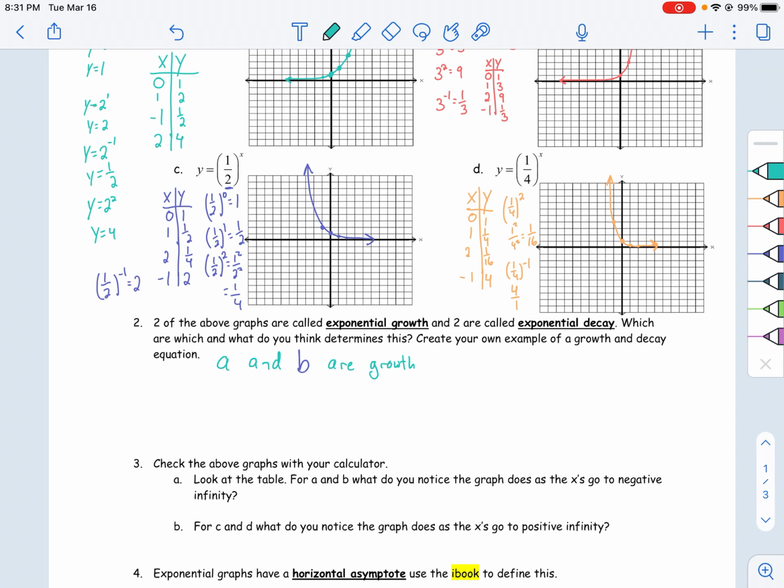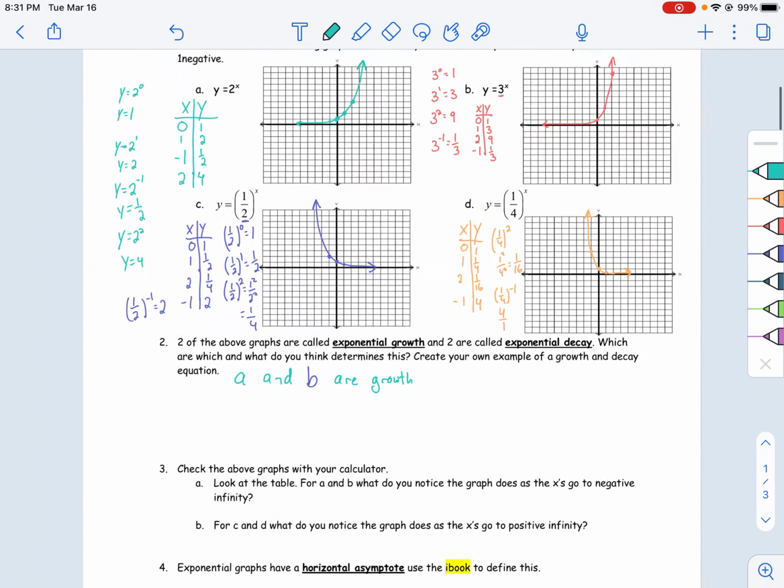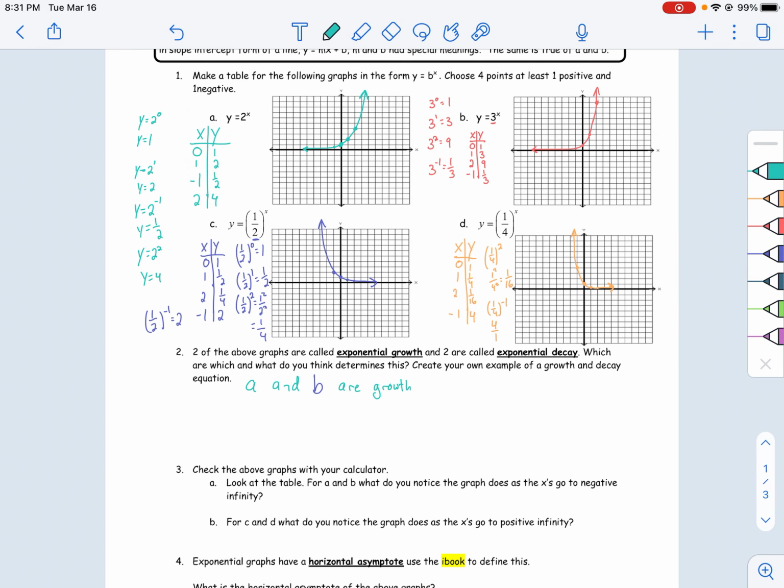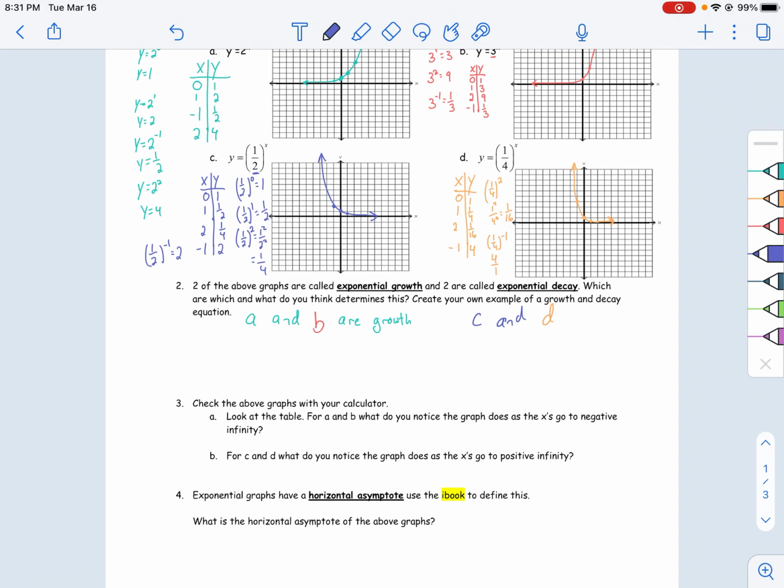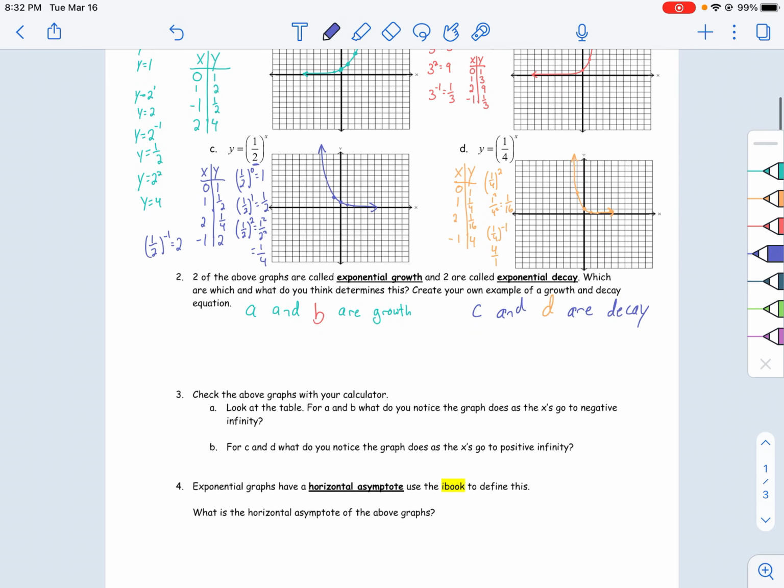All right. And then our decay graphs, whoops, not A and B. Oh yeah, A and B. Sorry, what was I thinking? B is this pink color. So A and B are growth. All right, and then talking about decay, we have C and D are the decay graphs because those are getting smaller. Okay, A and B are growth, they're getting bigger. C and D are decay, they're getting smaller.